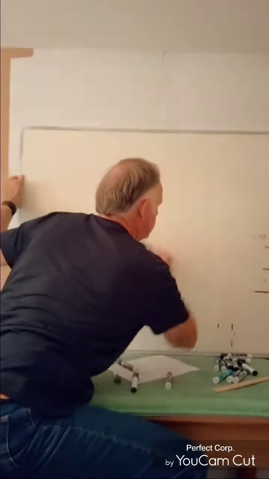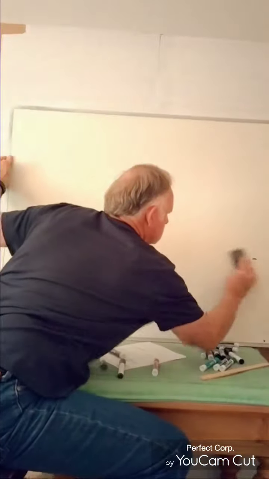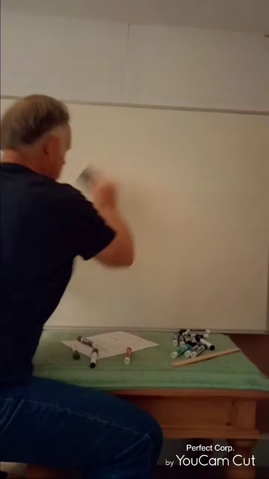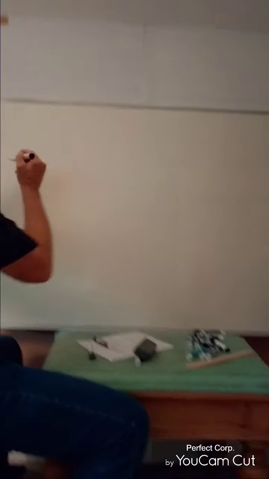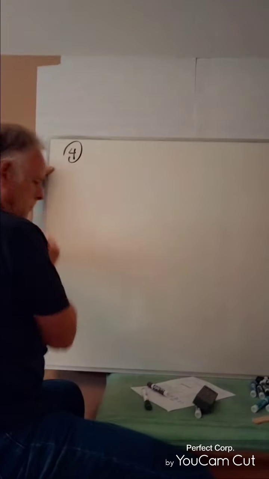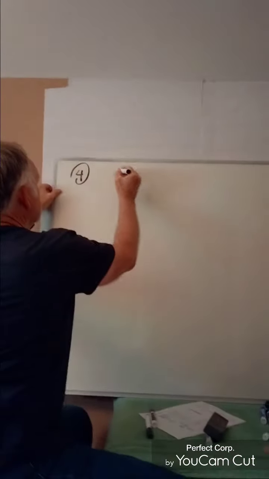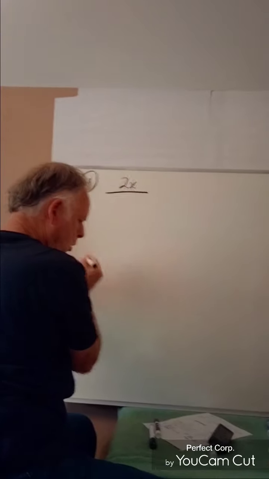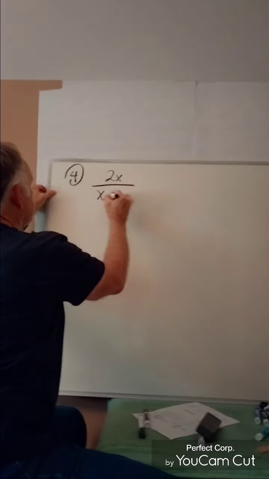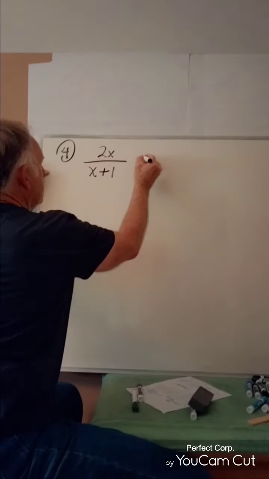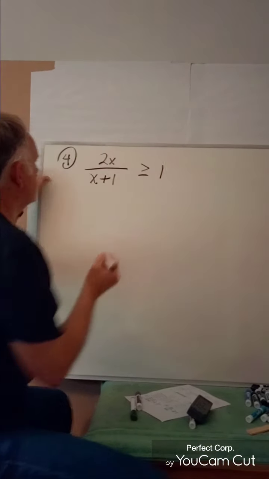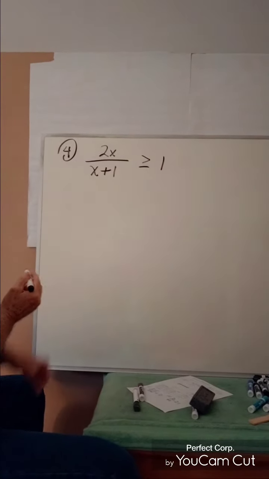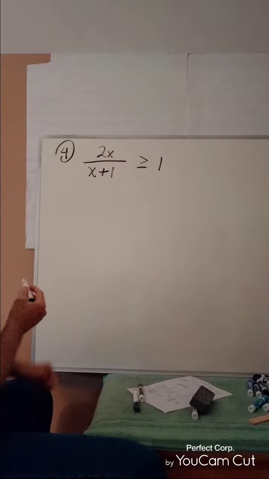Just erase it and we'll get it up there. Call it number 4. And number 4, 2x over x plus 1 is greater than or equal to 1. Now this is probably the highlight problem.